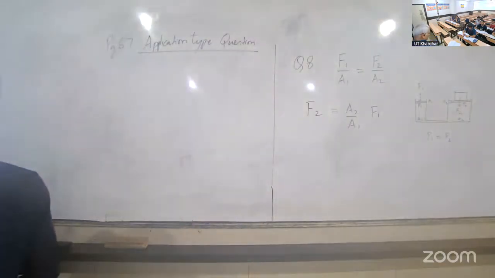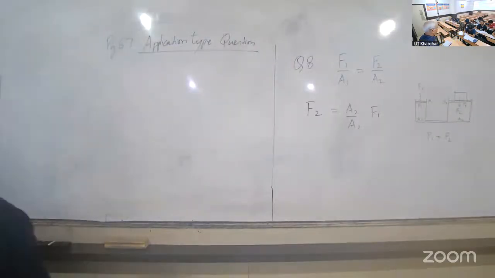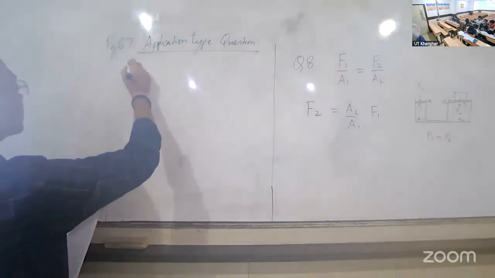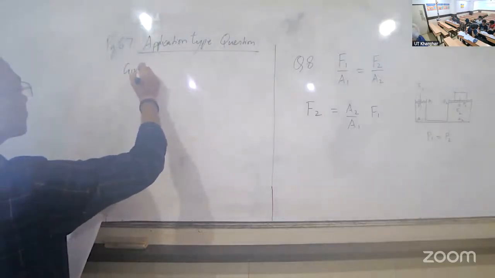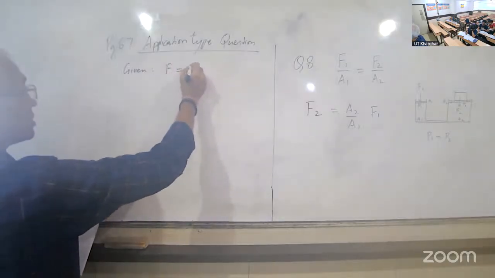तो एप्लीकेशन टाइप क्वेश्चन, फर्स्ट क्वेश्चन में क्या दिया है? बॉय वेइंग 60 kg। मतलब क्या दिया है? वेट क्या होता है? थ्रस्ट। ठीक है, तो बॉय का जो वेट है गिवन, F is equal to 60 kg.